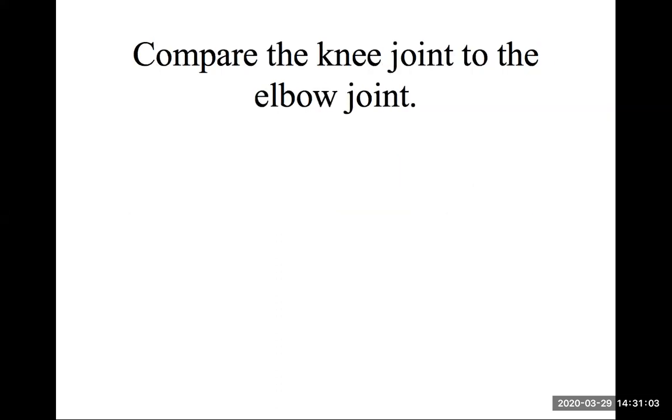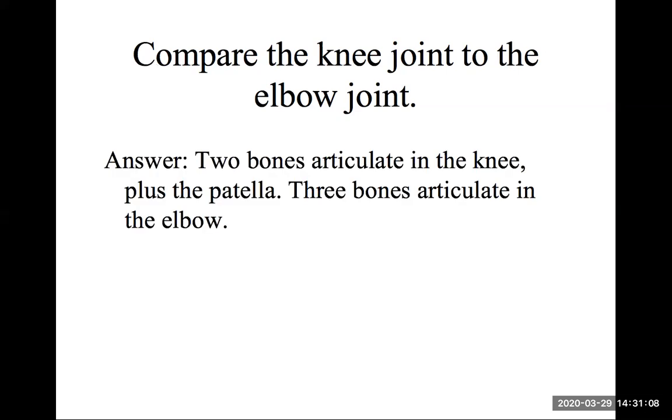Compare the knee joint to the elbow joint. I talked about that. Okay, so for the knee, you've got 2 bones articulating. That's the femur and the tibia, plus the patella, which articulates with the femur. But in the elbow joint, you have 3 bones that articulate to make up that joint, and that will be the humerus, the radius, and the ulna.